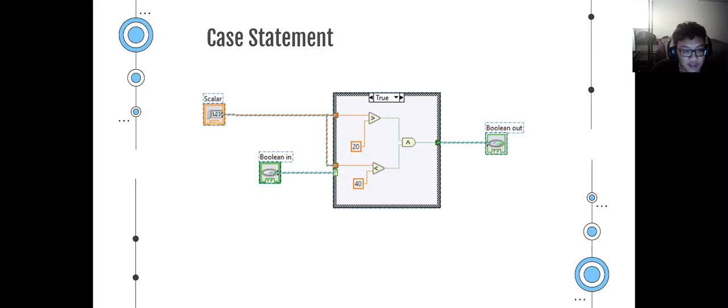Now here's this case statement. This reads, if the input is greater than 20 and it is less than 40, then it will read as true and the indicator will light up. If not, false: less than 10 or greater than 40. Those are unfavorable relative humidity percentages, so it will not light up.